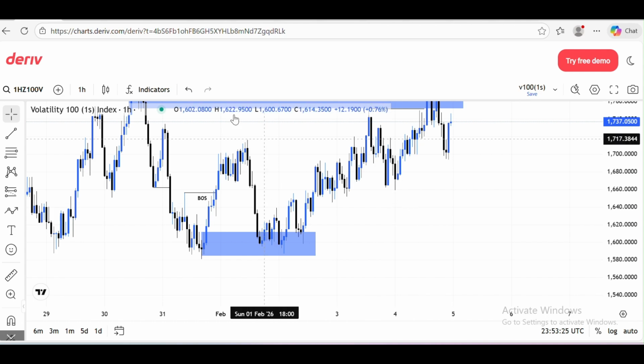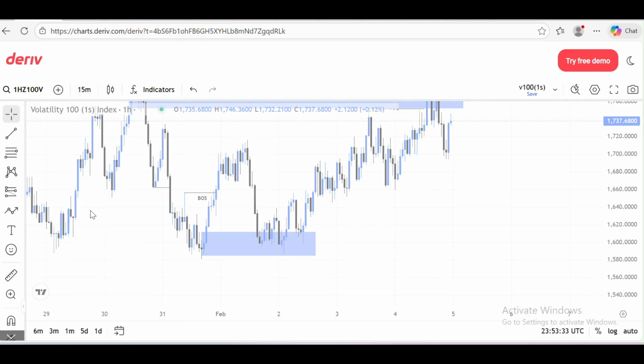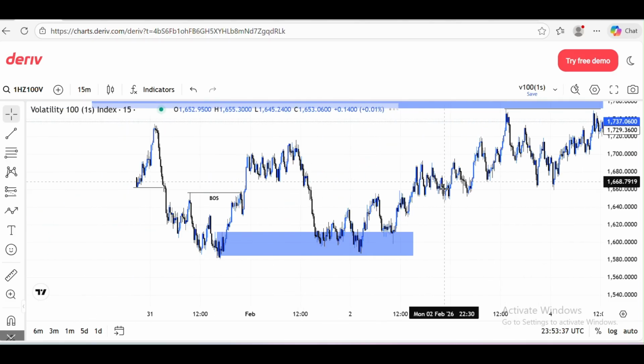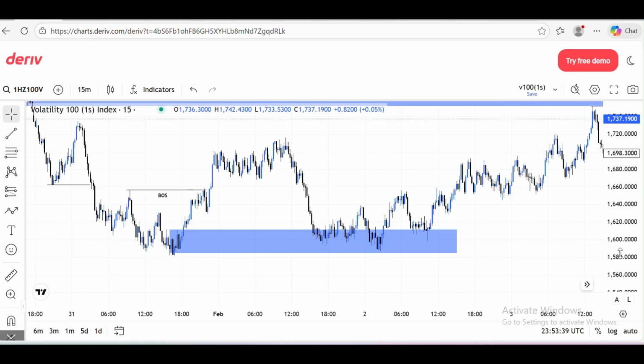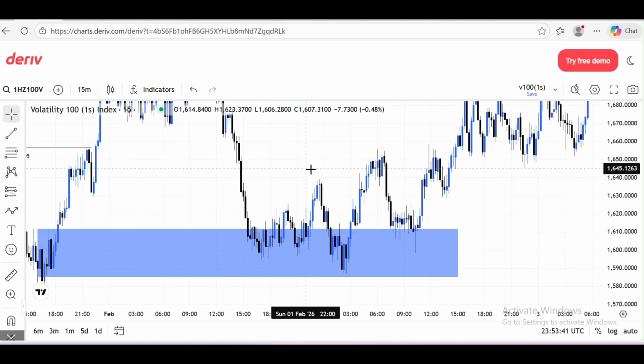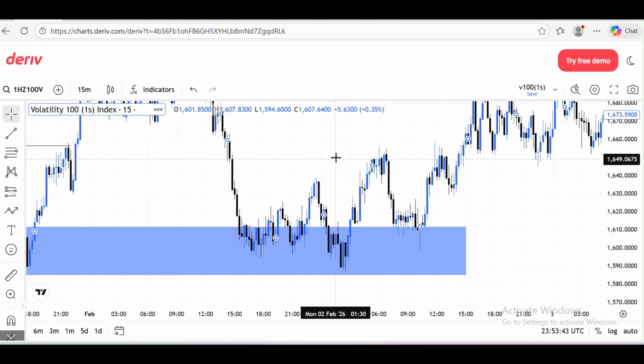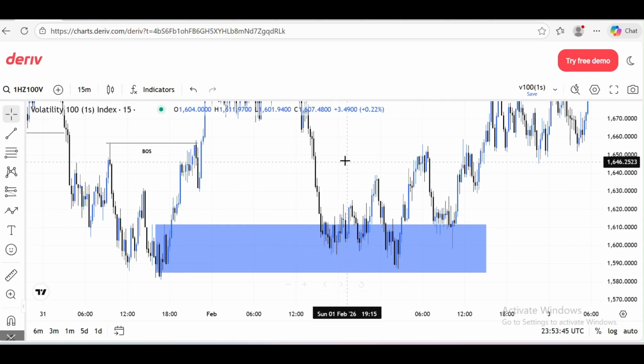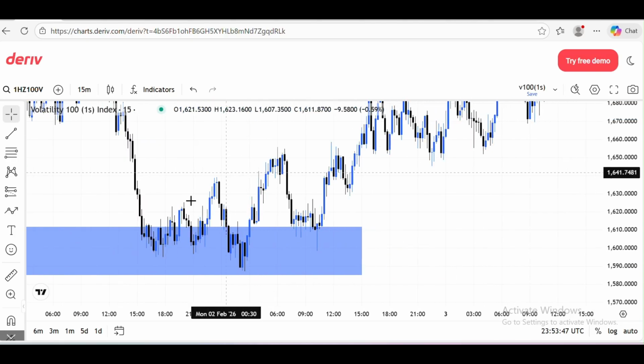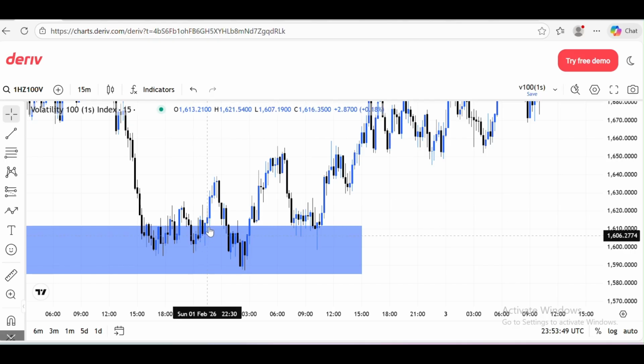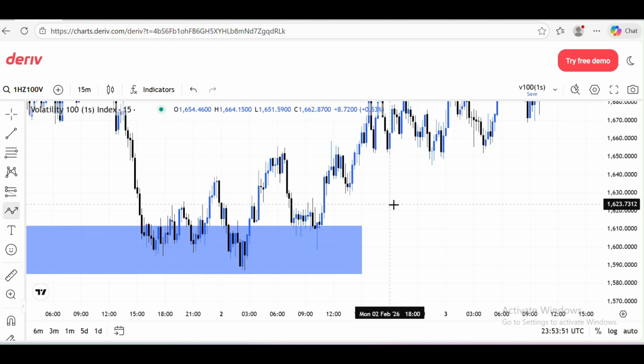For our entry model, we can always look at the 15-minute time frame, 10-minute time frame, or 5-minute time frame. So let's go to our 15-minute time frame first to see if we can spot any entry model. Coming down to the 15-minute time frame, what did we see? We saw that price came in and tapped into our zone. After price tapped into our zone, normally this is our model.